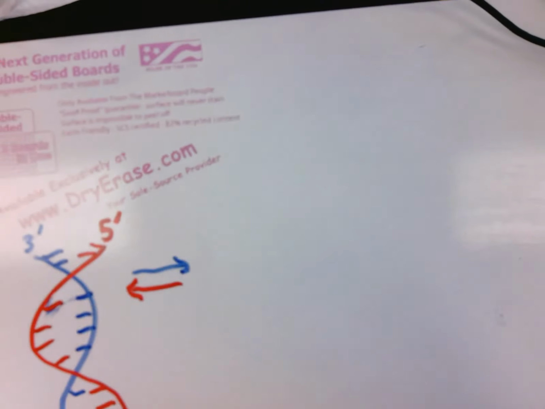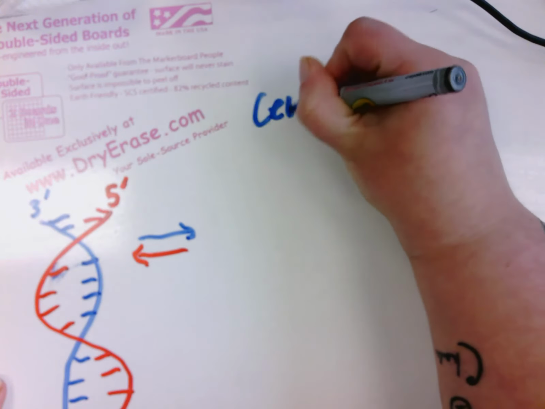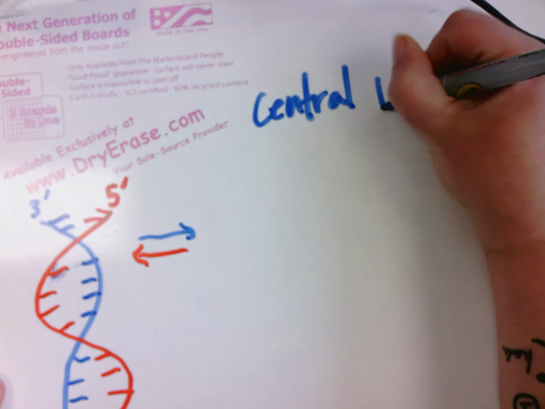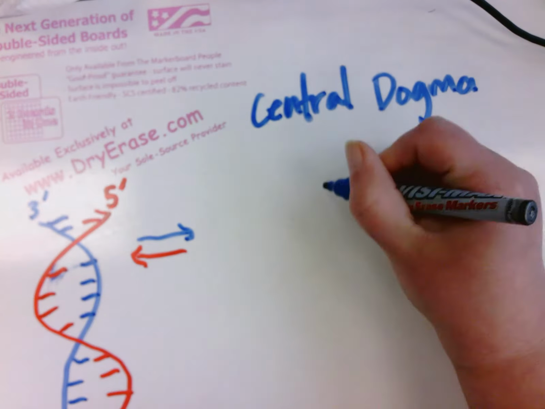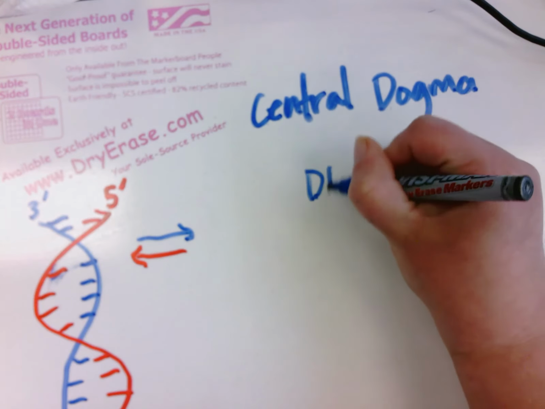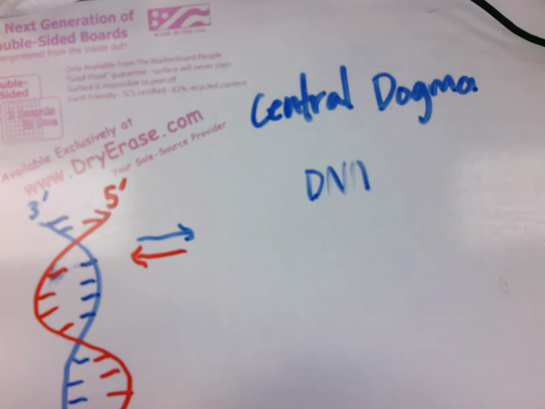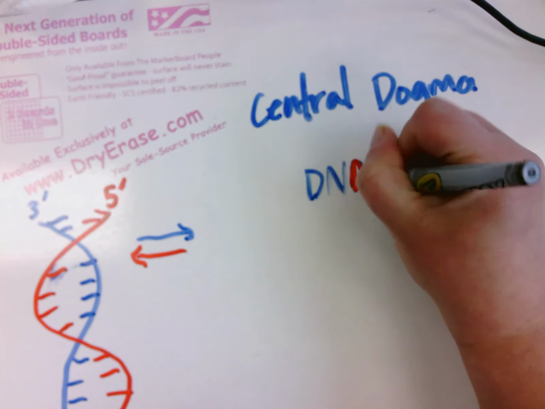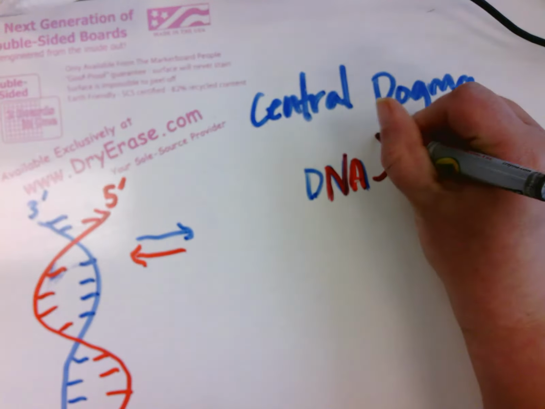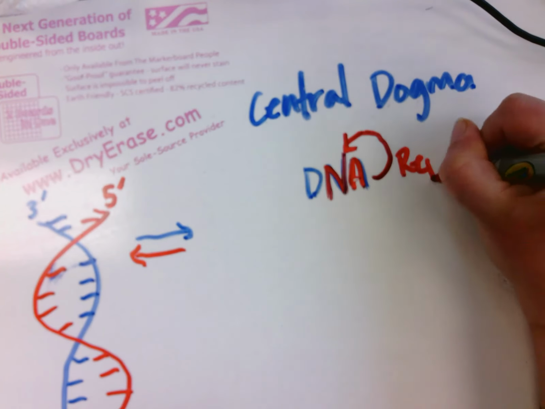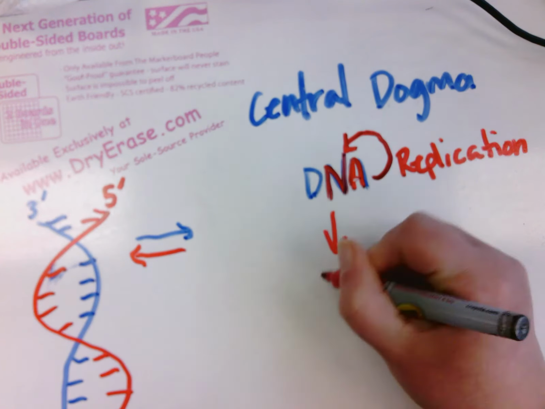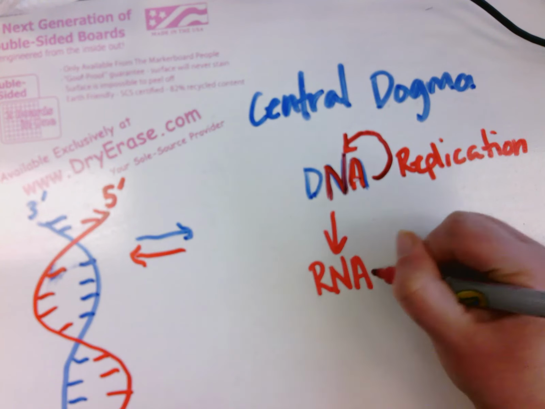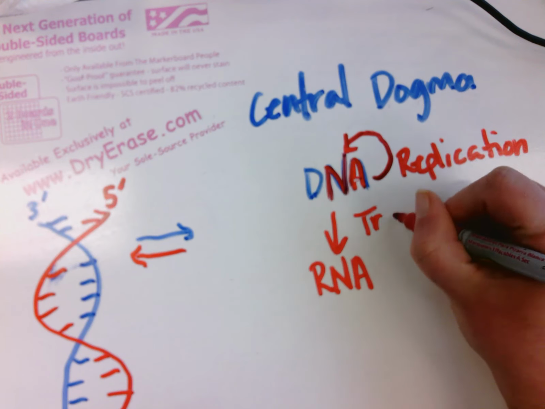So we've got the central dogma of molecular biology. It is the set of guidelines that all of molecular biology is based around. That's why it's called a dogma. And it goes something like this. It says that DNA, change markers real quick. I think my board's still a little bit wet. There we go. DNA can make more copies of itself through a process called replication. DNA can make RNA through a process called transcription.